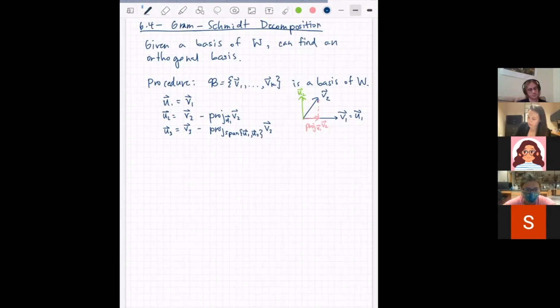And then we just keep going in this way. So maybe I'll do one more step. U4 would be V4 minus the projection of V4 onto the span of U1, U2, and U3. So this gets kind of unwieldy as we keep going.